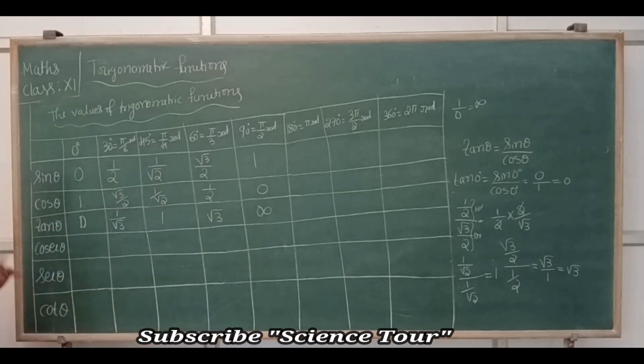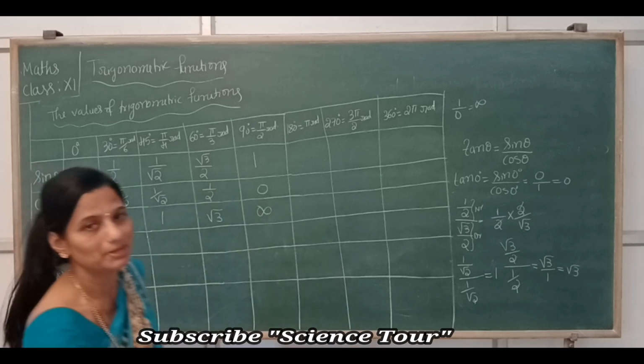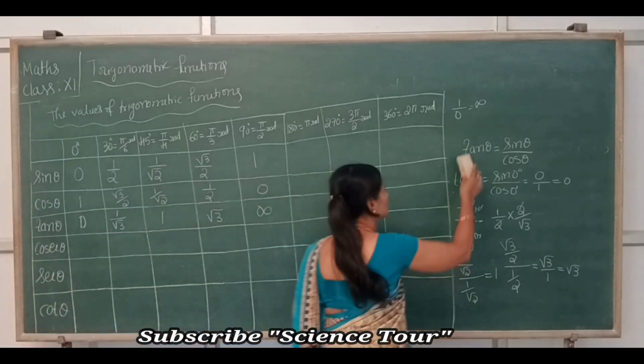Clear? Now next, cosecant. How to write cosecant value? So if you know sine value, you can write cosecant value, right? Yes, now what is the relation between sine and cosecant? Sine can be written as 1 divided by cosecant.